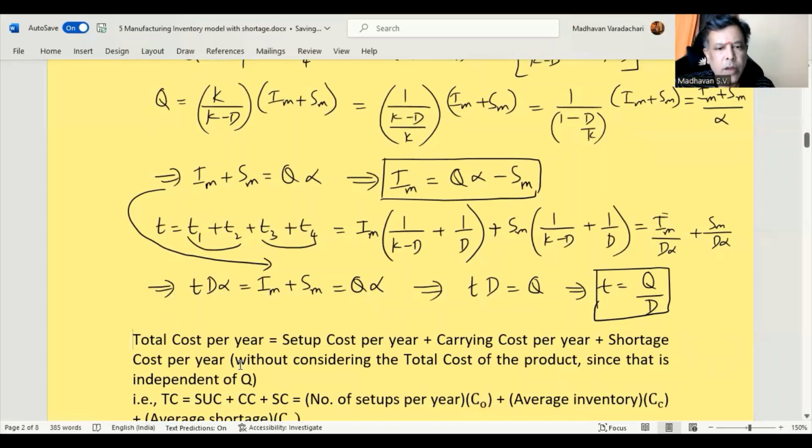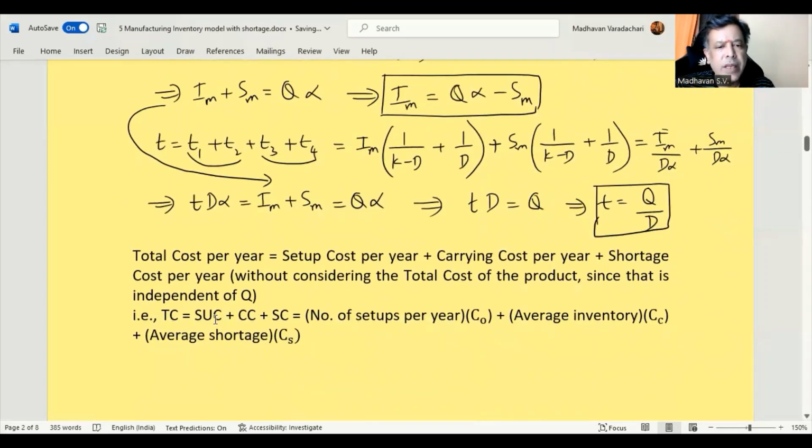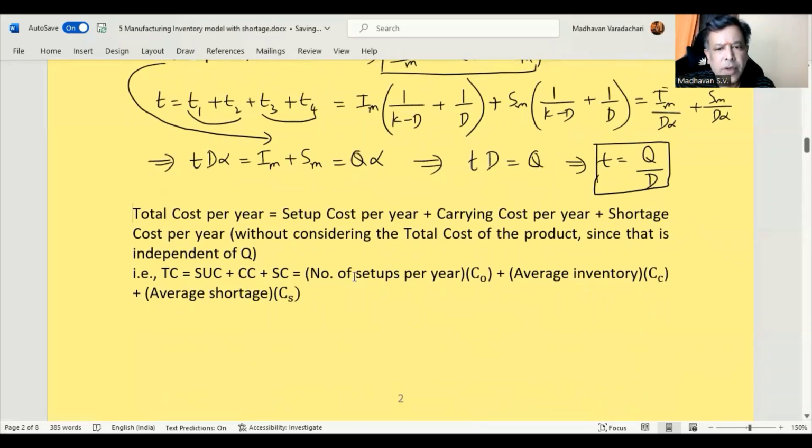We can say total cost per annum is setup cost per year plus carrying cost per year plus shortage cost per year, without considering the total cost of the production or the product, since that is independent of the quantity. So we can say now TC will be TUC, setup cost plus carrying cost plus shortage cost. Your setup cost will be number of setups per annum times the setup cost per setup, then average inventory times CC plus average shortage times CS.